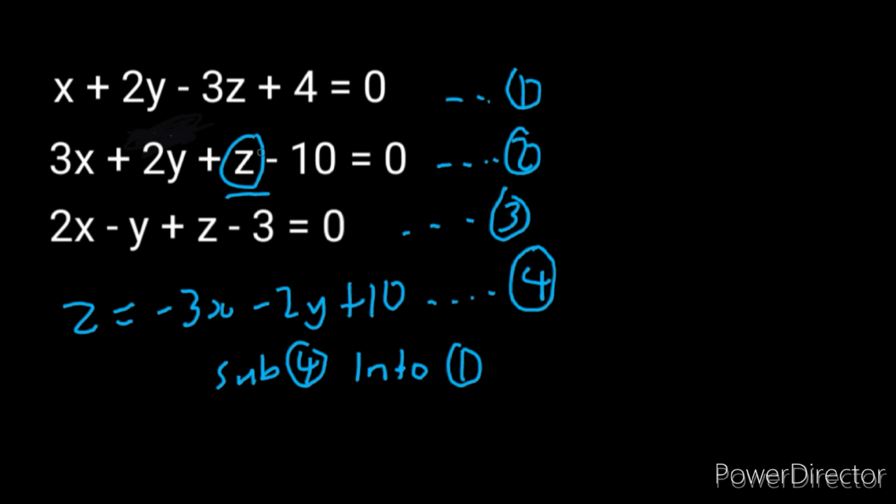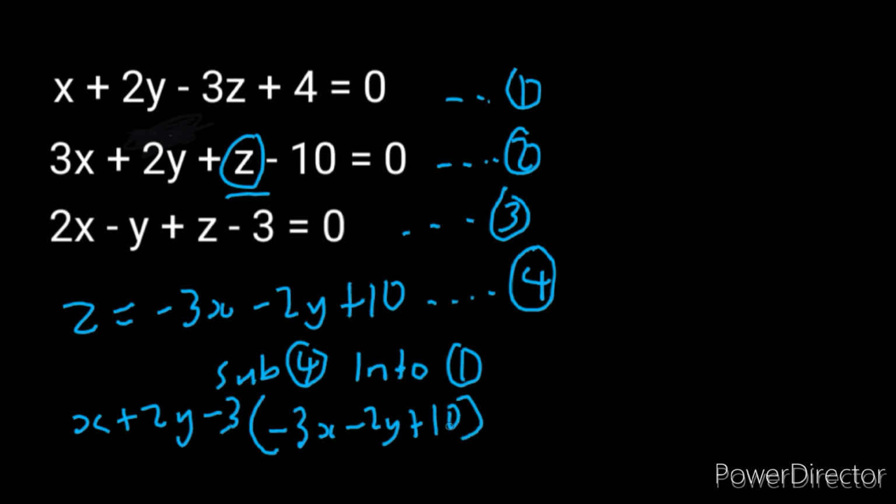So if I'm substituting z into equation 1, it means I'll write equation 1 exactly the same. It's just that in place of z, I'll have to put what z equals. I'm not changing anything except for z. So in place of writing z, I'm going to write what z equals. So then this will be the brackets. Then we're going to have minus 3x minus 2y plus 10.